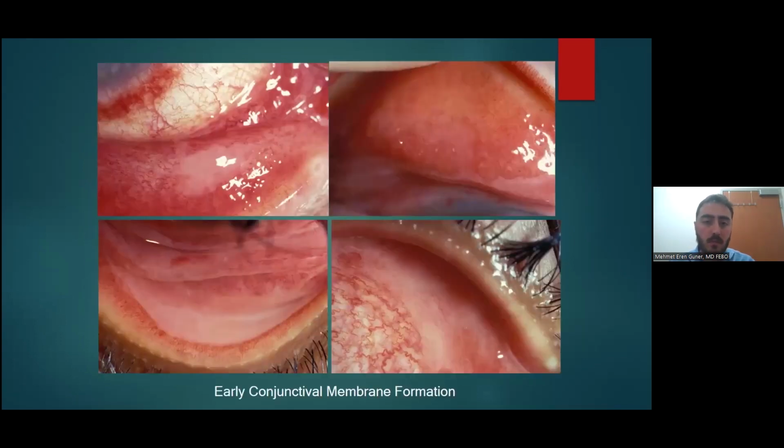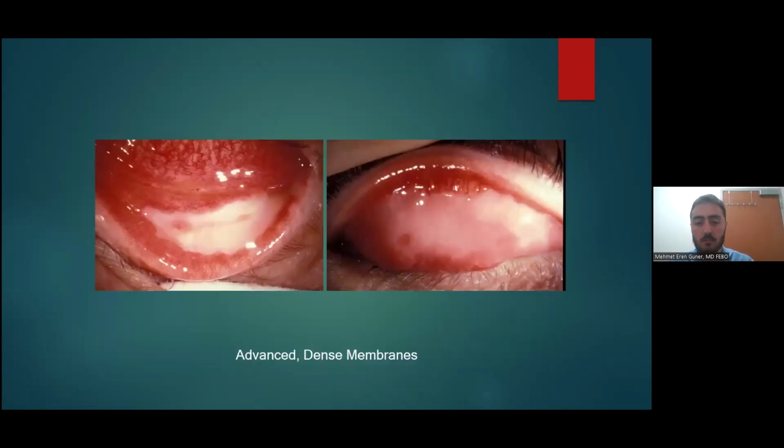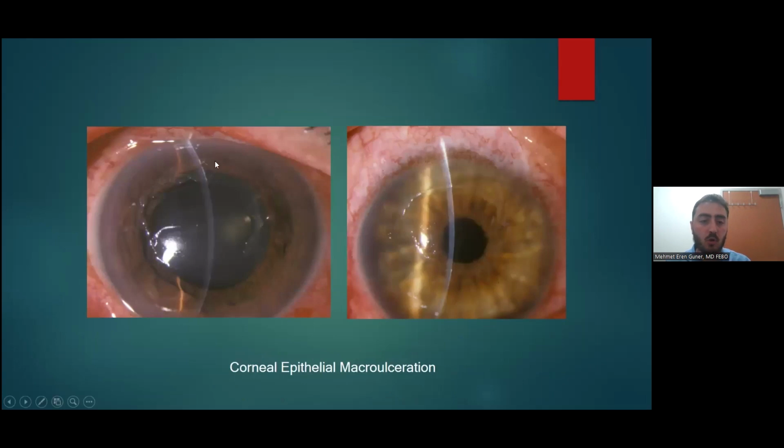Okay, here are the examples of the membranes. When you see this, if you're comfortable, you have to clean this with a Q-tip. If you are not comfortable, you have to send the patient to me to clean this. Membranes, even more dense membranes. And if we get to this point, these membranes are going to leave some scarring. And this is more corneal involvement, as you can see. This is a microscopic picture, obviously.